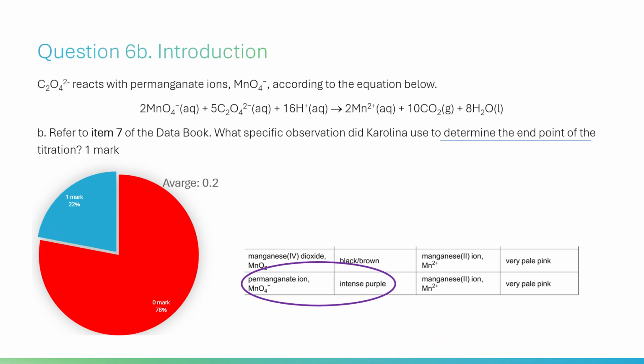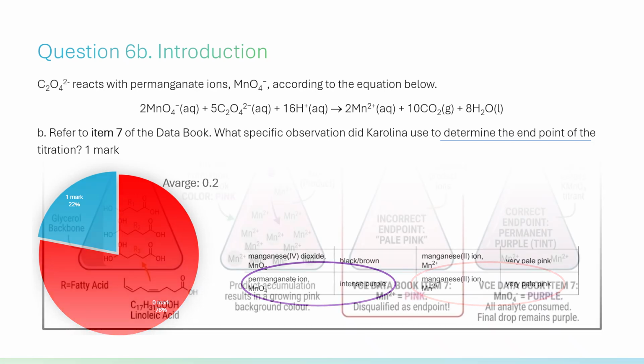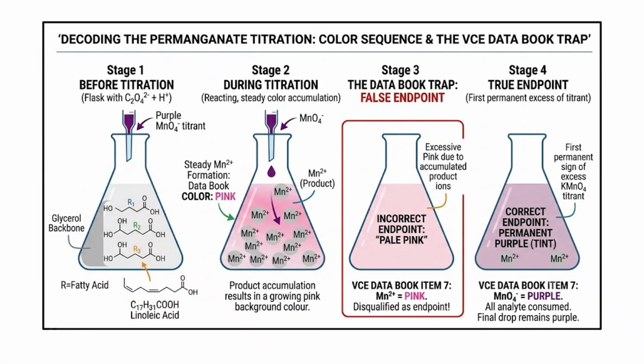MnO4- is listed as purple. Mn2+ is listed as pink. How do we find the true endpoint? We should refer to the process of titration. Stage 1, before titration: the flask contains colorless analyte. The burette is filled with deep purple titrant.